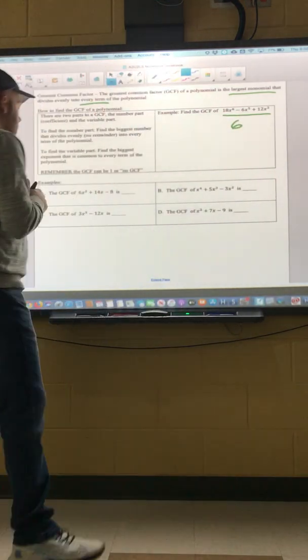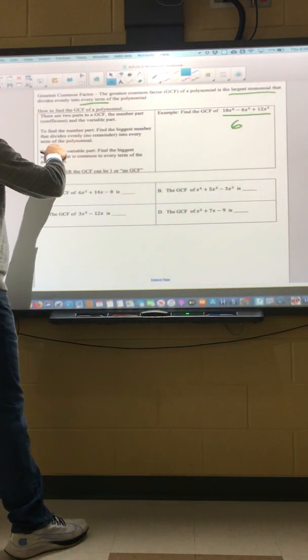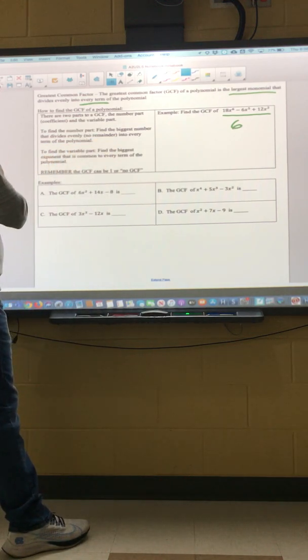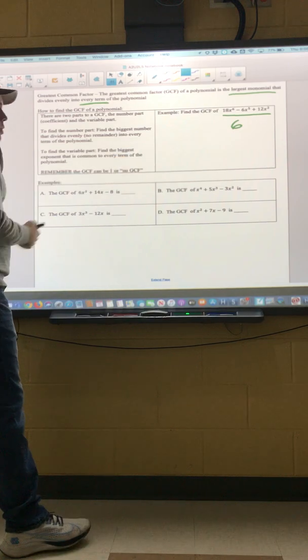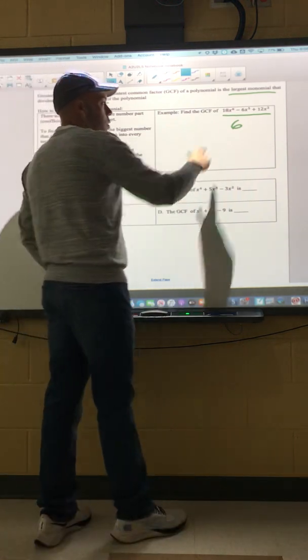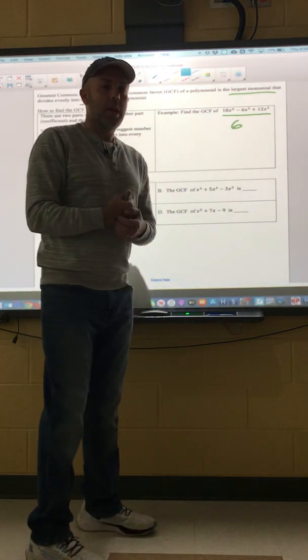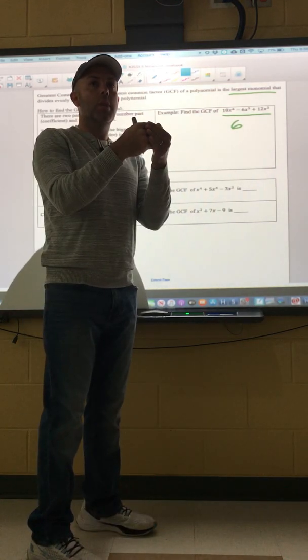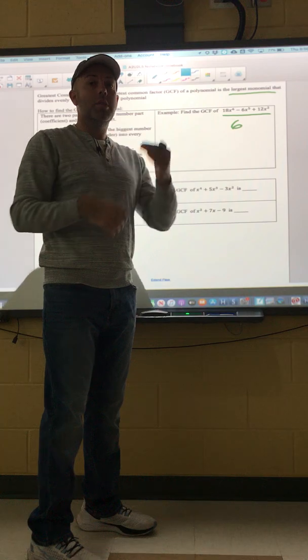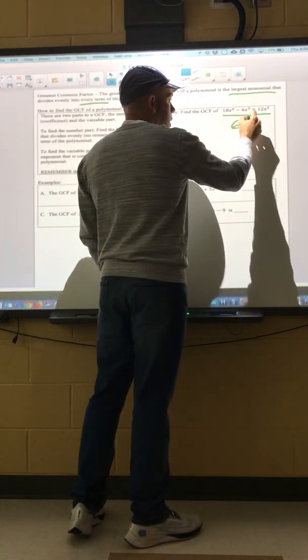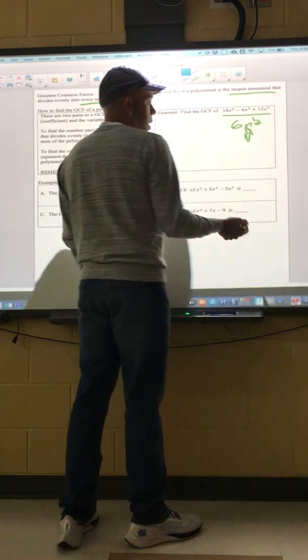Next, we want to determine the variable part. What we want is the biggest exponent that's common to every term of the polynomial. Here I have x to the 6th, here I have x to the 5th, here I have x squared. So I want to take out the biggest amount they all have in common, which is x squared. So that's what my GCF is going to be: 6x squared.